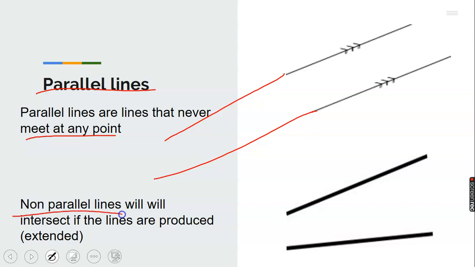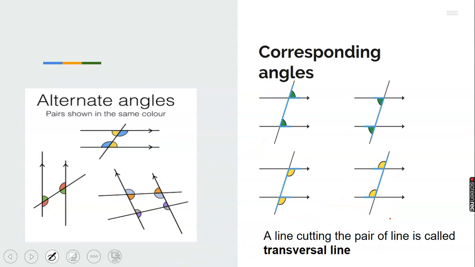While non-parallel lines will intersect if they are produced or extended. Look at this line. If I produce it backward and this one too backward, you can see they intersected. So this one we call non-parallel lines. Now, we have alternate angles and corresponding angles. Now, when you have two parallel lines, you have a pair of lines, a line crossing it at the middle.